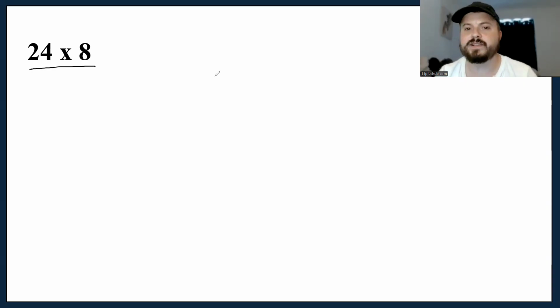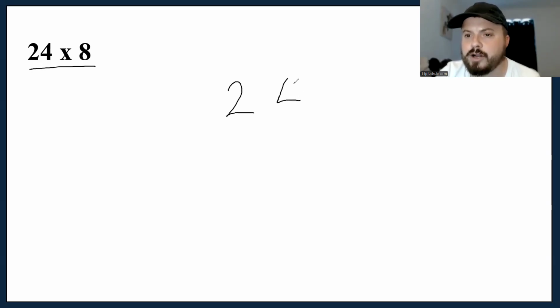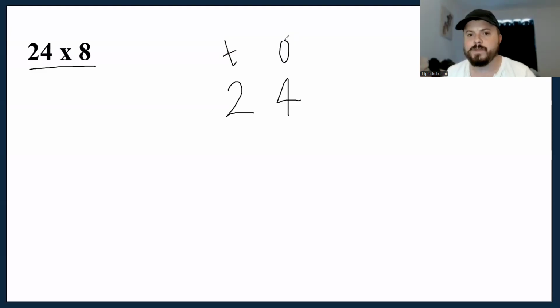Now the way that I want to set this out is I'm going to write the larger number, in this case 24, into separate columns. They don't look like columns at the moment because I've only written one number, but you can imagine we've got a column of our tens digits, our two tens for 20, and we've got our ones digit here, our 4, okay?